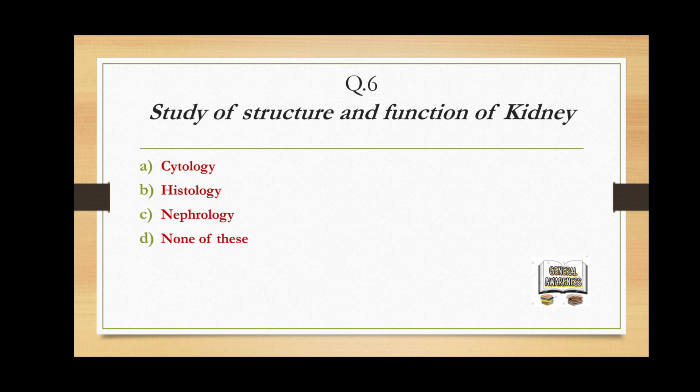Next question. Study of structure and function of kidney. Option A cytology, option B histology, option C nephrology, option D none of these. The correct answer is option C nephrology.